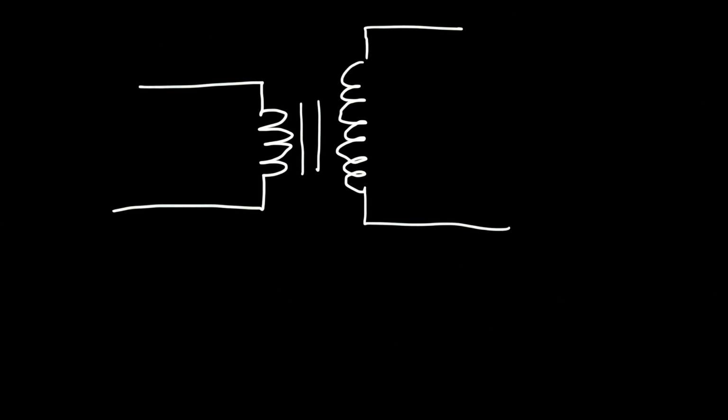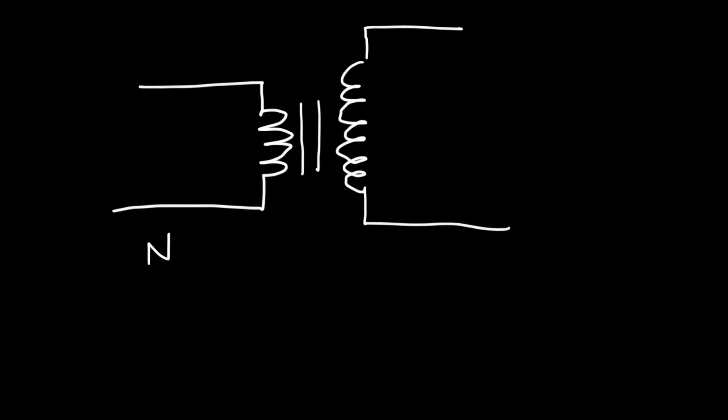Our next topic of discussion is the transformer. A transformer is made up of two sets of coils. The coil on the left is known as the primary coil, and on the right, the secondary coil. These coils are wrapped around an iron core.